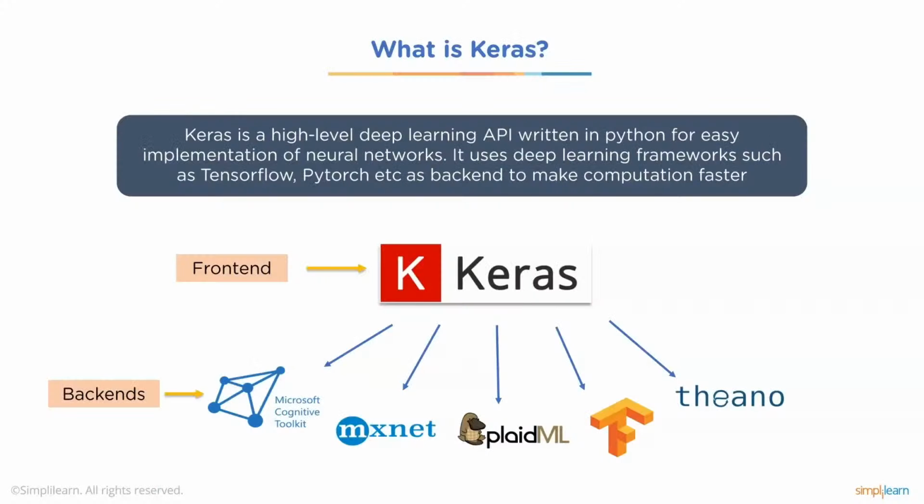So when we talk about what is Keras, Keras is a high-level deep learning API written in Python for easy implementation of neural networks. It uses deep learning frameworks such as TensorFlow, PyTorch, etc. as backend to make computation faster. And this is really nice because as a programmer, there is so much stuff out there and it's evolving so fast, it can get confusing. And having some kind of high-level order in there where you can actually view it and easily program these different neural networks is really powerful.